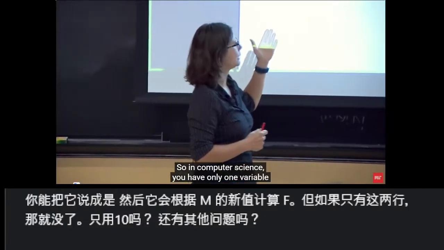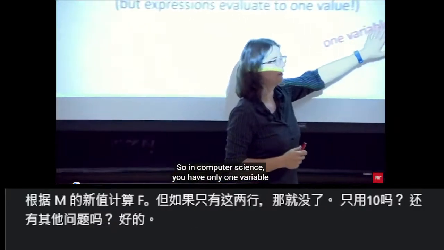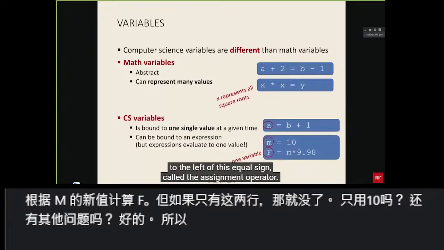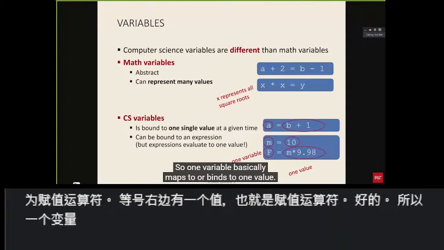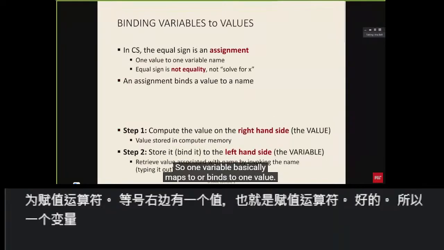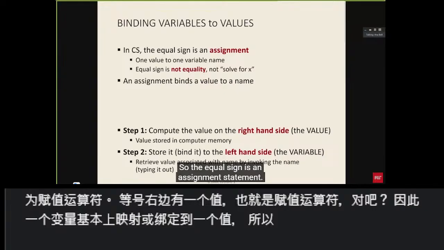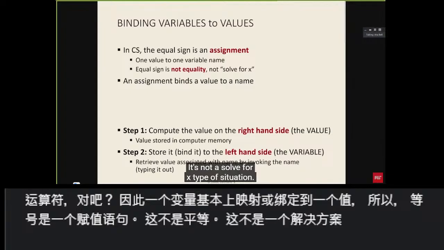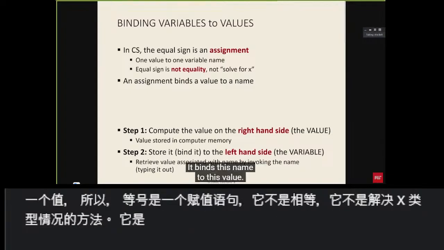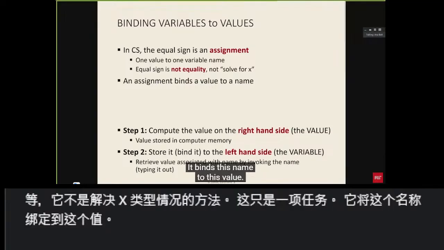So in computer science, you have only one variable to the left of this equal sign, called the assignment operator, and you have a value to the right-hand side of the assignment operator. So one variable basically maps to, or binds to, one value. The equal sign is an assignment statement. It's not equality. It's not a solve-for-x type of situation. It's just an assignment. It binds this name to this value.